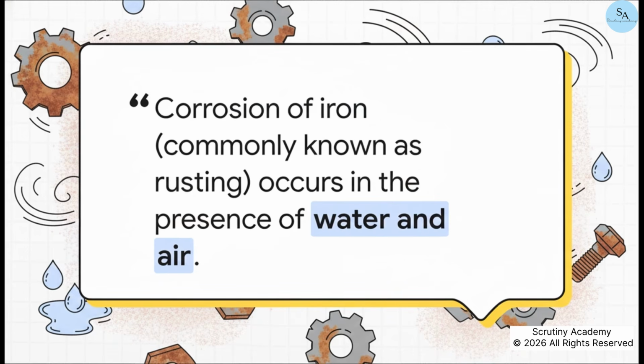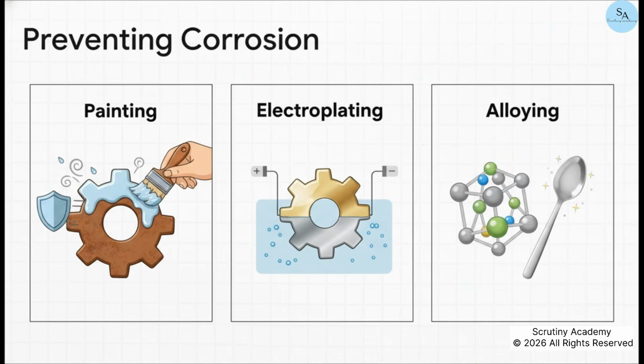And the most important thing you have to remember is this. For rust to happen, you need two things at the same time. You need air, specifically oxygen, and you need water. If you take away just one of them, the iron will not rust. Period. So, preventing rust is all about stopping the air and water from touching the metal.